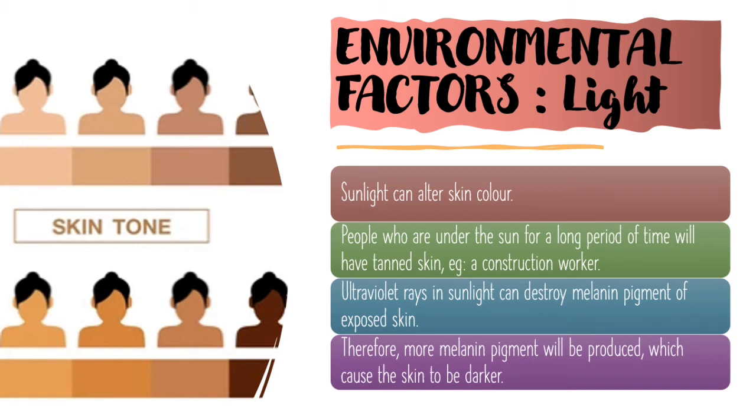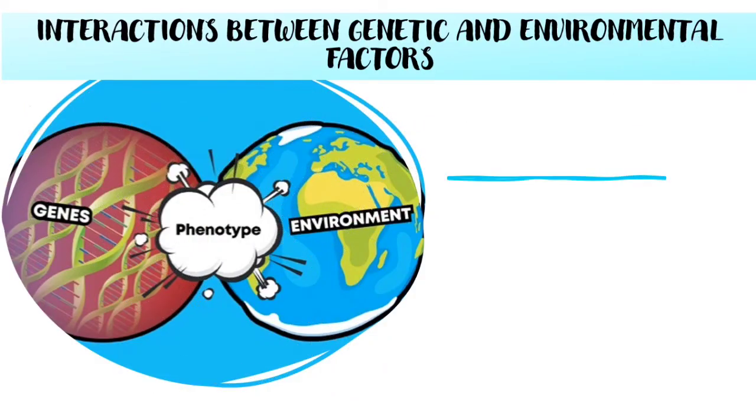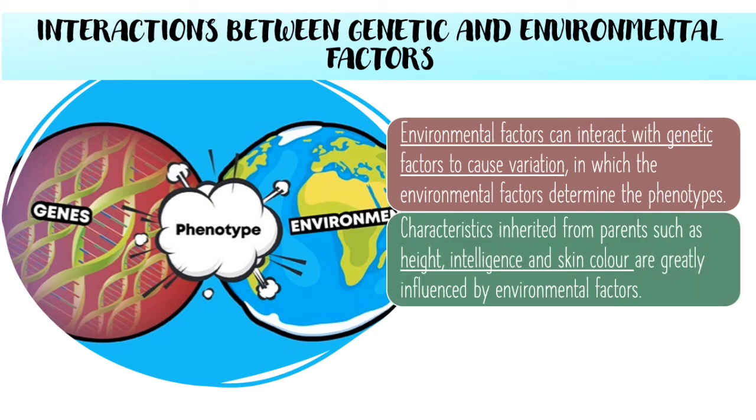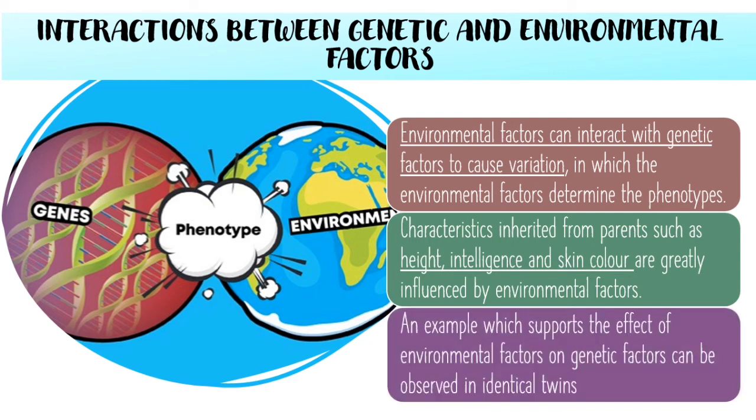So this is the interaction between genetic and environmental factors. Environmental factors can interact with genetic factors to cause variation, in which the environmental factor determines the phenotype. Characteristics inherited from parents such as height, intelligence and skin color are greatly influenced by environmental factors. An example which supports the effect of environmental factors on genetic factors can be observed in identical twins.